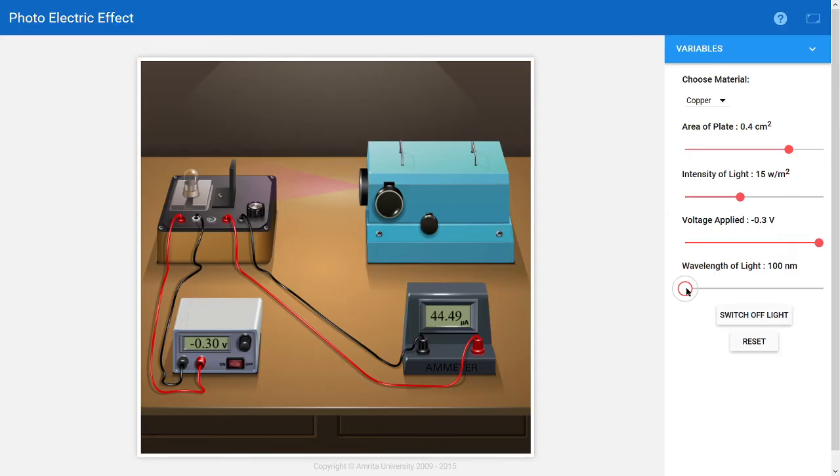Now I'm keeping this wavelength at 100 nanometer. I'm increasing the negative voltage value from 0 until the current becomes 0. This is the value for which we got a 0 current, and this voltage is called the threshold voltage.